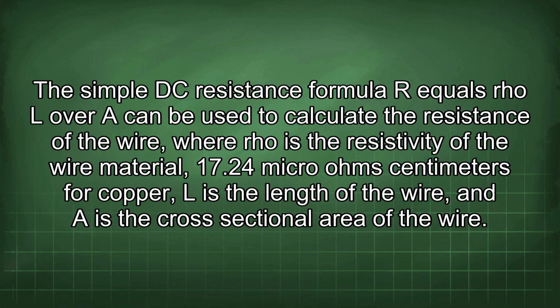The simple DC resistance formula R equals ρL over A can be used to calculate the resistance of the wire, where ρ is the resistivity of the wire material, 17.24 micro-ohm centimeters for copper, L is the length of the wire, and A is the cross-sectional area of the wire.